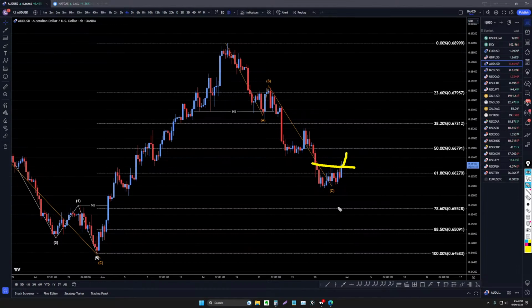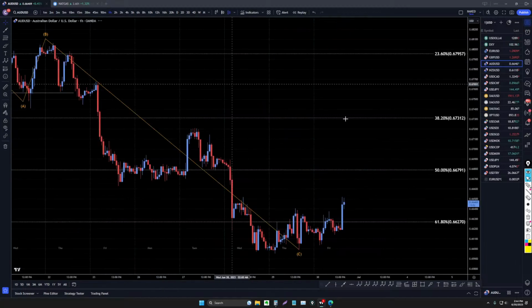If it starts to really make an impulsive move up, then I would say that that is the end of a correction, and I would probably spend the next week or two building a long position all the way up.